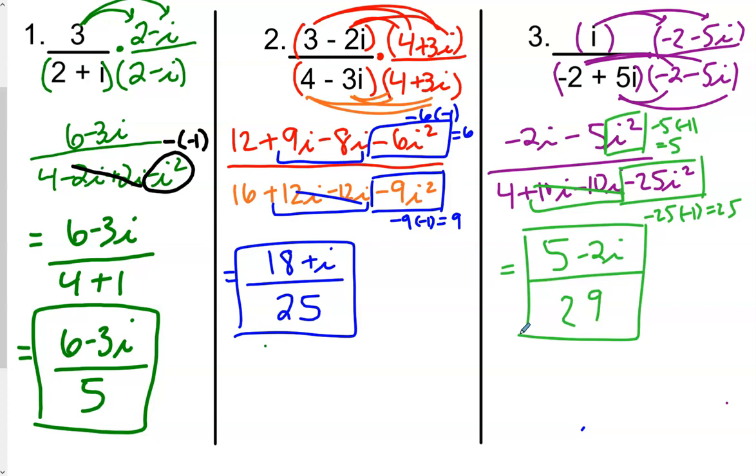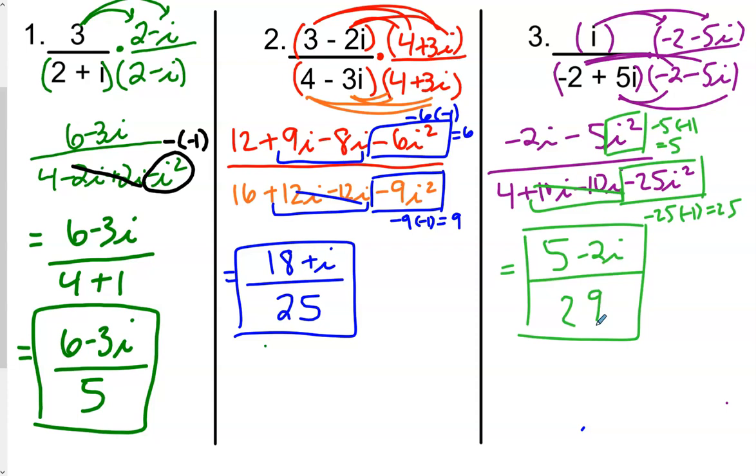There's no simplifying after these because all my numbers would have to be divisible by the same thing. Okay, so here 6, 3, and 5 don't get divisible by the same thing. 1, 18, 25 not going to work. Negative 2, 5, and 29 not going to work. So these are as simple as it gets.